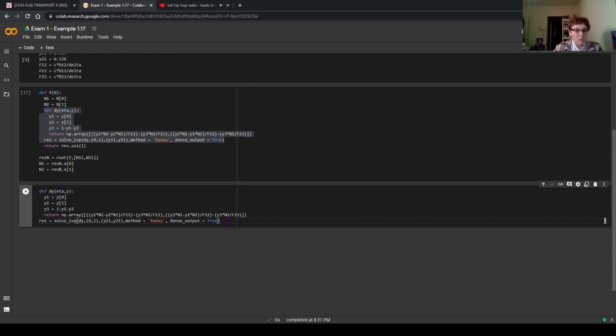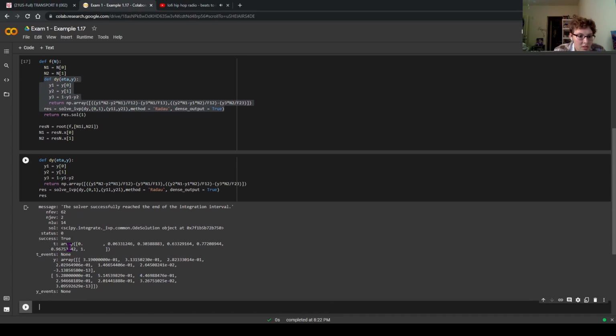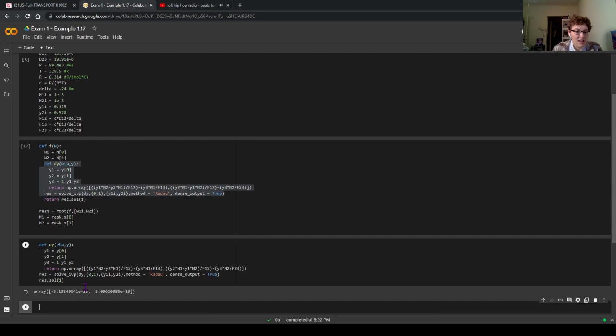So we have that. We already have our new n1 and n2 defined up there. So with that, we should be able to look at our new solution. And as we can see, these are approaching 0. Let's go ahead and call eta equals 1 to see what that gives us. And those numbers are pretty darn close to 0. So I would say that we are on the right track.